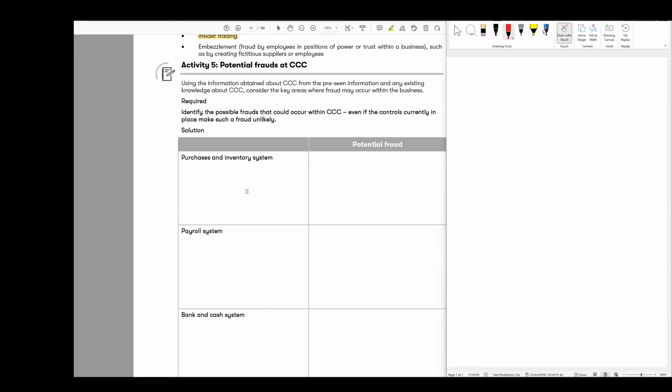So the first one is the purchase and inventory system and the potential fraud. The potential fraud for the purchases and inventory system could be theft of the asset. So for example, you can say there is a possibility there could be a theft of the asset. So we'll say theft of the asset.